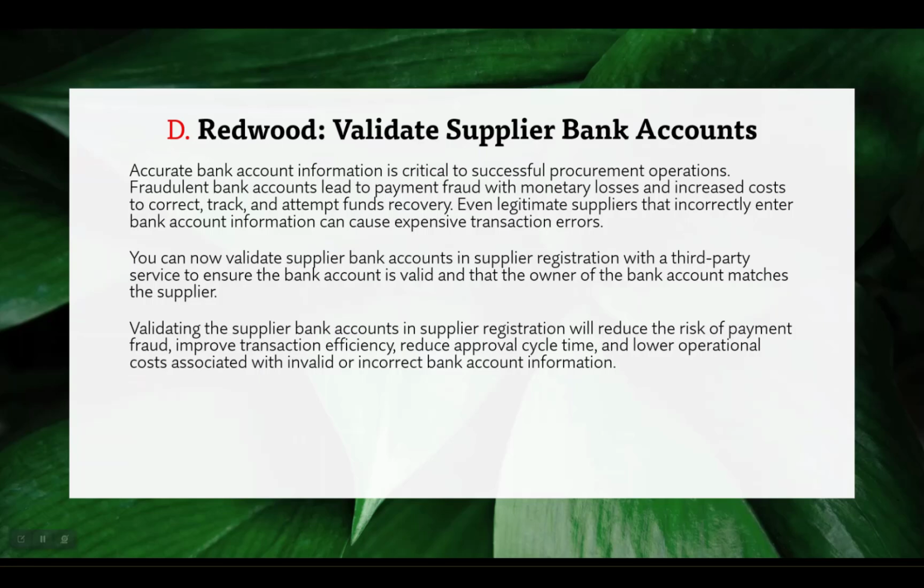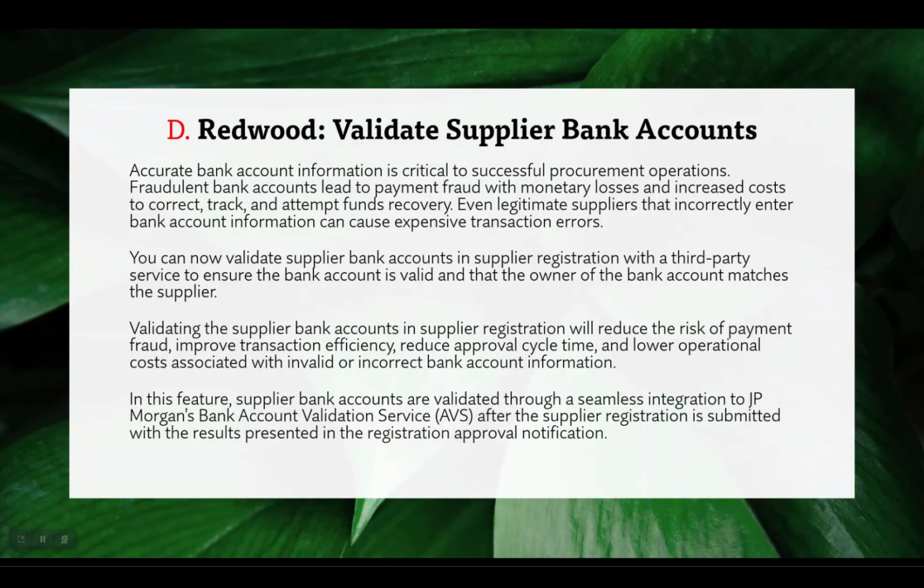Validating supplier bank account in supplier registration will also reduce risk for payment fraud, improve transaction efficiency, reduce approval cycle time, and lower operational costs associated with invalid or incorrect bank account information. In this feature, the supplier bank account is validated through a seamless integration to JP Morgan bank account validation after the supplier registration is submitted, with the result presented in the registration approval notification.